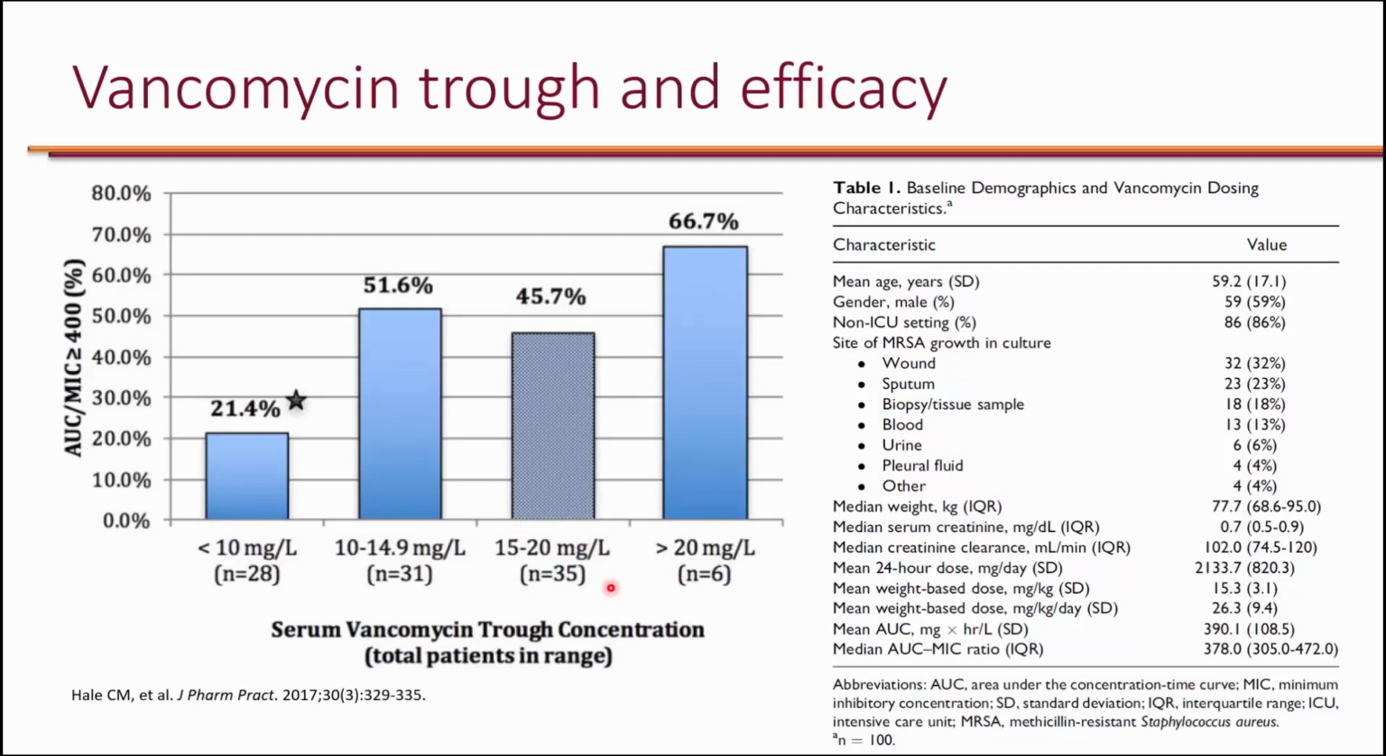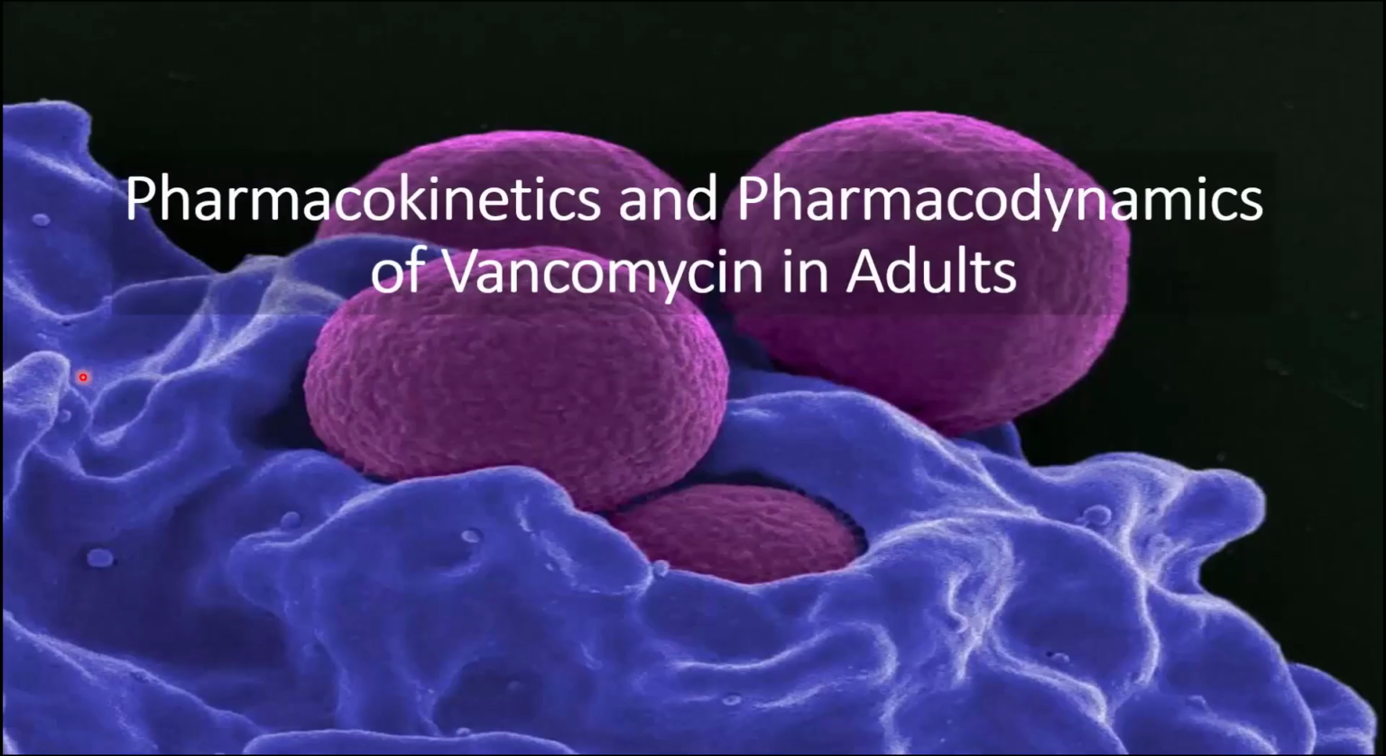More and more evidence shows that 15 to 20 is nephrotoxic, and also 15 to 20 is not likely to result in better efficacy. So for most patients, 10 to 15 is sufficient, and really we should be targeting AUC to MIC in our patients for efficacy. This concludes this presentation.